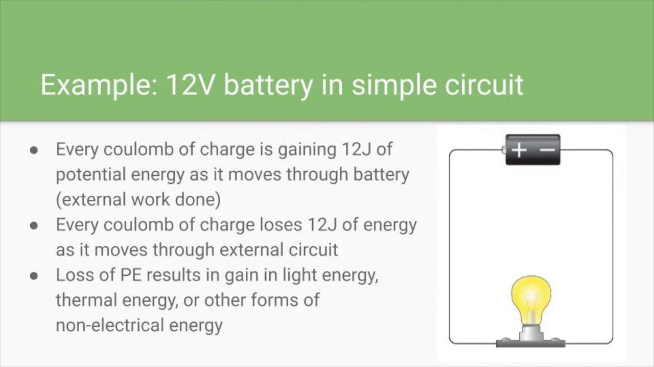And at the same time, every coulomb of charge is losing 12 joules of energy as it moves through the external circuit. What I mean by that is we're losing these 12 joules in order to light up the light bulb in this specific example. So the loss of this potential energy results directly in a gain of light energy or thermal energy or whatever form of non-electrical energy, depending on how your circuit is being used.